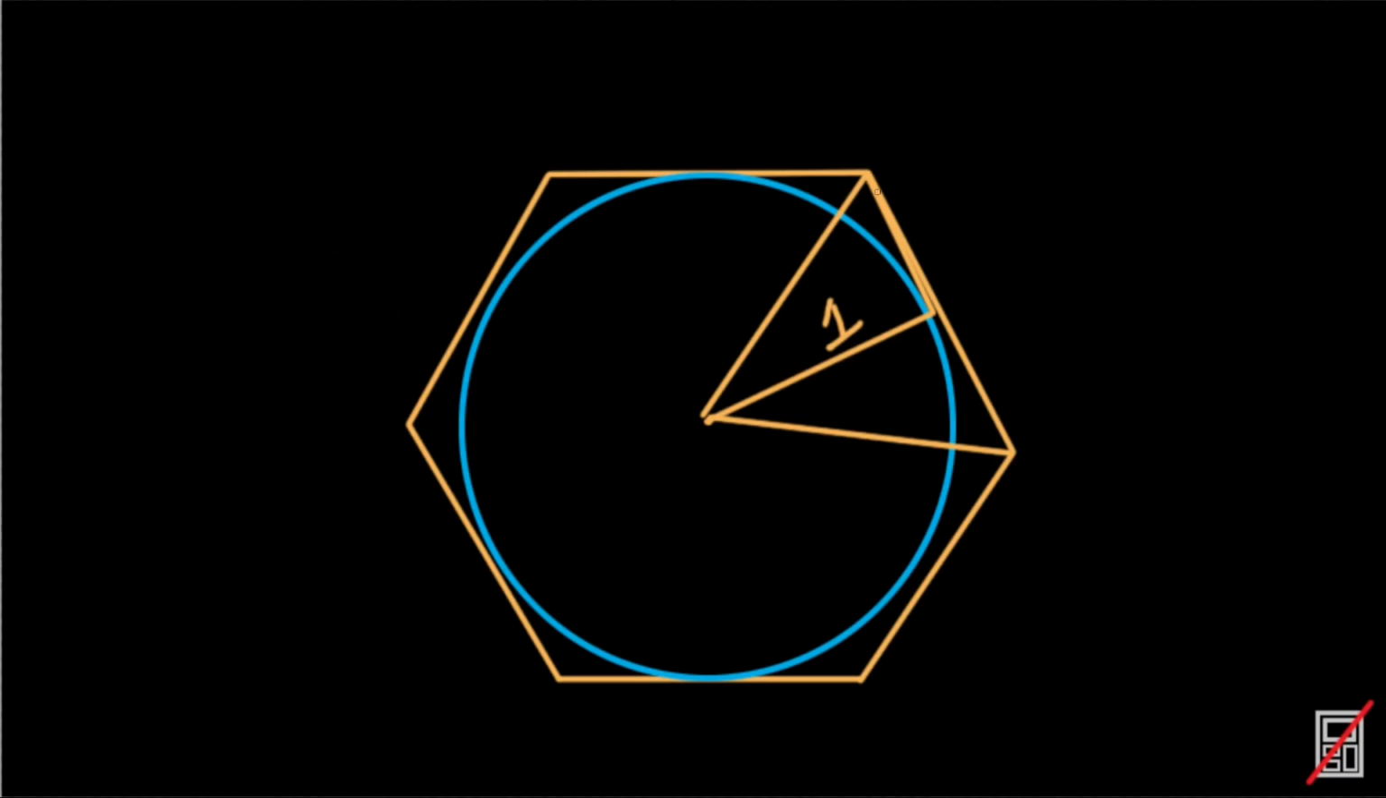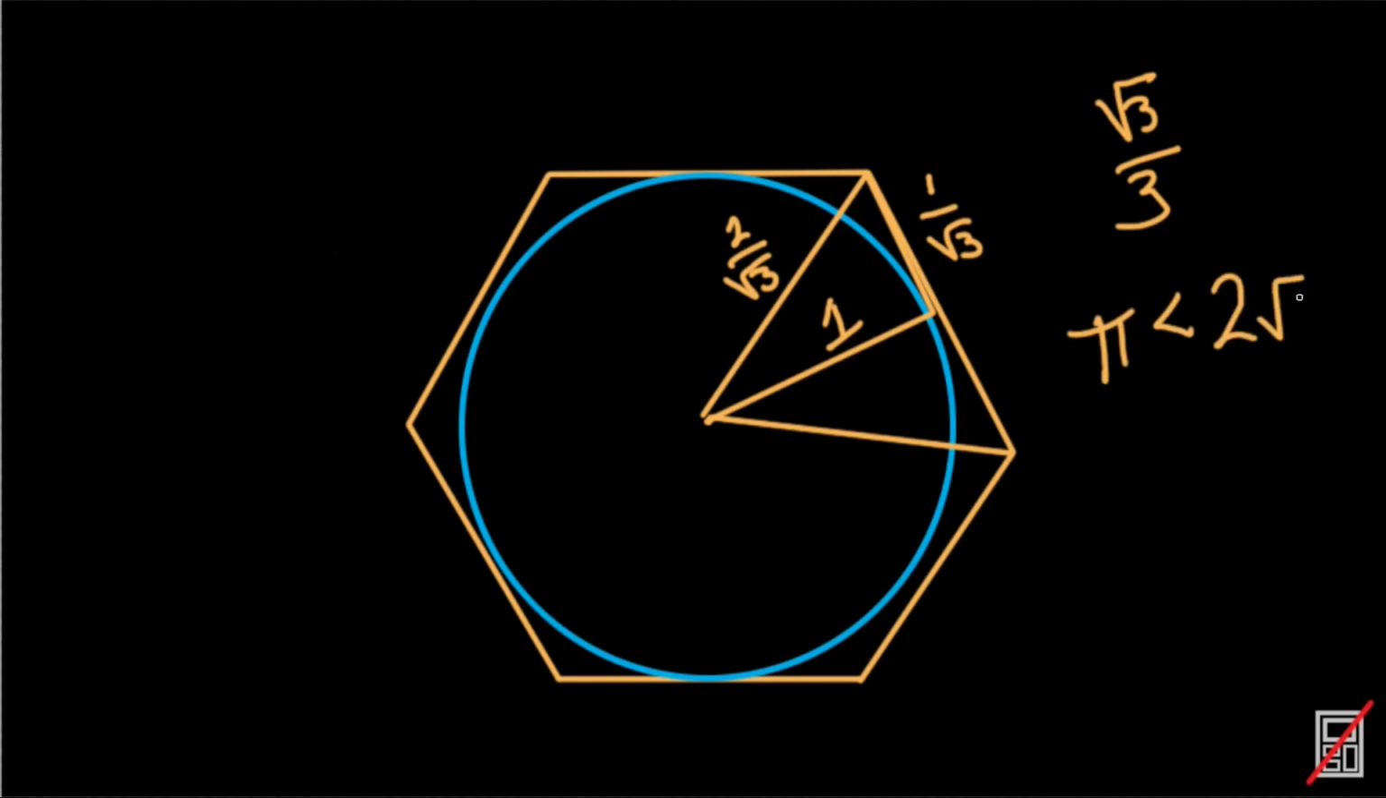So this gives us 1 over root 3 for that side and 2 over root 3 for this side, which gives us an area of, well, noticing that this is 2 over root 3 and this is 1, the area of this ends up to be root 3 over 3. Multiplying that by 6 for the amount of triangles, we have pi is less than 2 root 3.